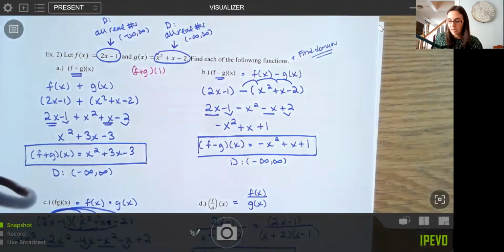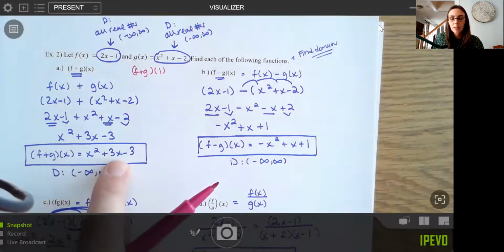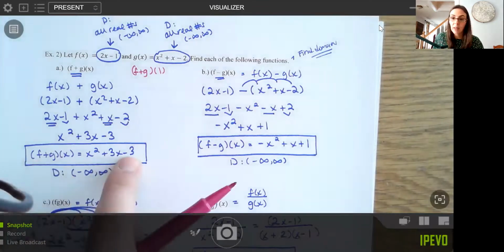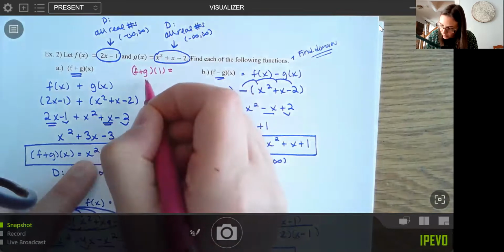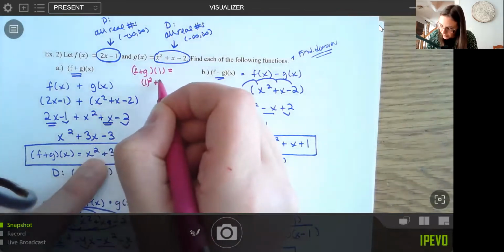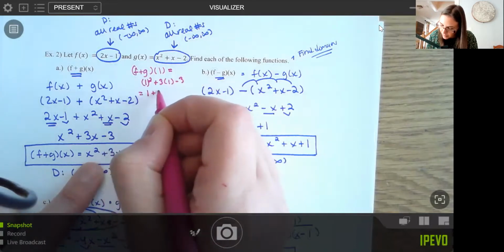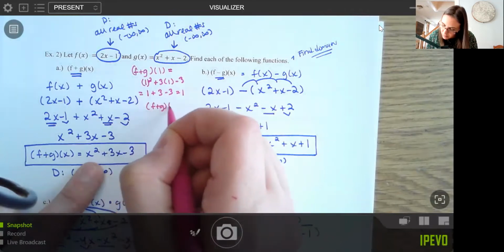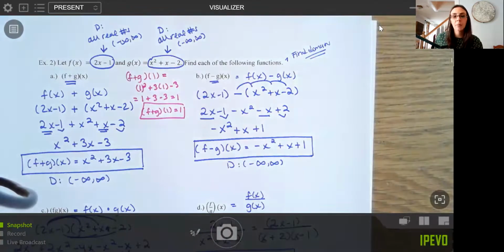So one way to do it is to just find your f plus g function first, and then plug in the number 1. So you guys know how to evaluate. So if you find that function first, then you can plug in any value that you need. So here it would be 1 squared plus 3 times 1 minus 3. So 1 plus 3 minus 3 is equal to 1. So we can also evaluate these just like we have before. You just find the function first and then plug in your value to that ending function.